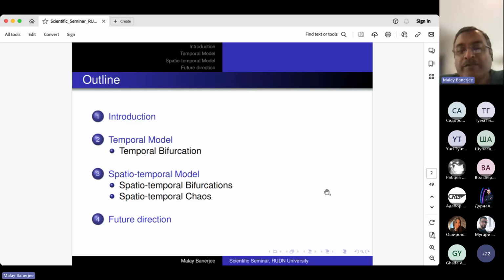Now, the point is that once we are looking at some pattern, we have to understand whether the existing pattern. Malay, sorry to interrupt you again, but I always see only the second slide. I think you are describing some next slides. Can you see the picture here? No, I see the slide where it is written outline. Okay, what is happening? I don't know.